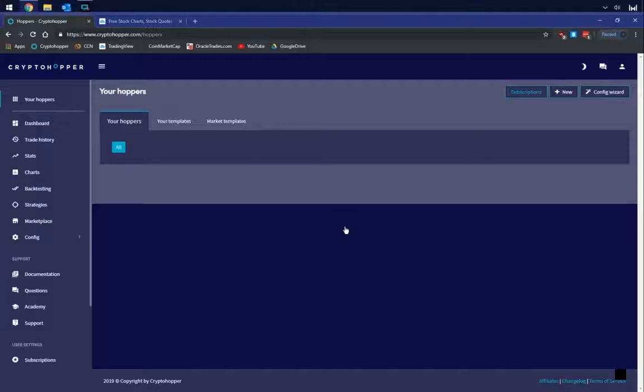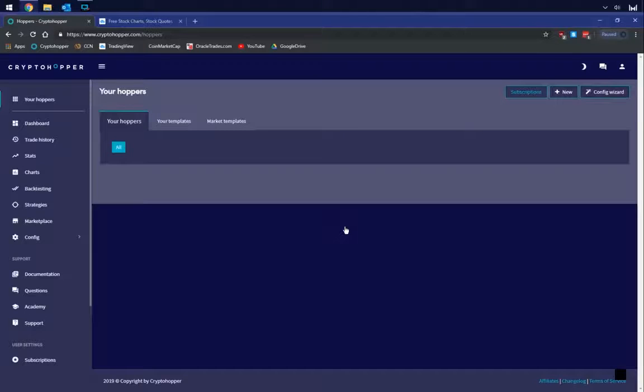A hopper is essentially a trading template which is linked to an exchange that holds your funds and a strategy built in Cryptohopper, by which those trades will be executed. Now, this sounds a lot more complicated than it actually is. However, it's also important to understand that each hopper is an independent trading setup. Most people will probably only use one of these anyway.